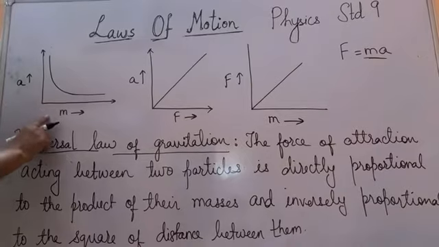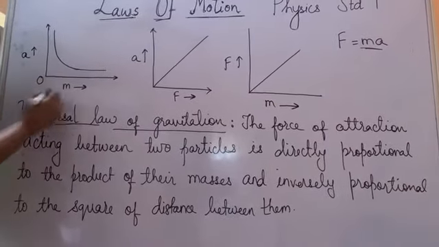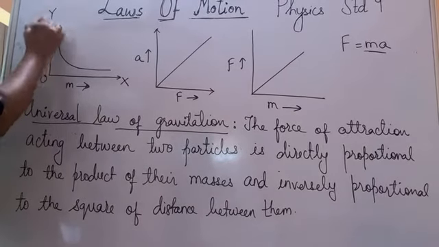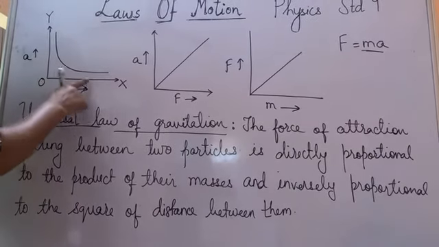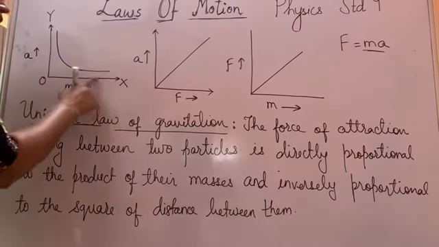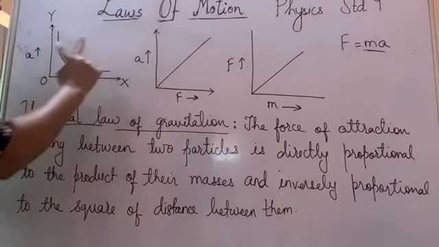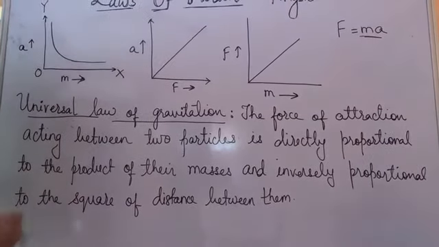Now when you look at the graph, you should be able to read the graph also. Suppose this is the origin. On the x-axis I have shown you the mass, on the y-axis I have shown you acceleration. So keep in mind that as the value of the mass increases, the value of acceleration goes on decreasing. That's why they are inversely proportional.